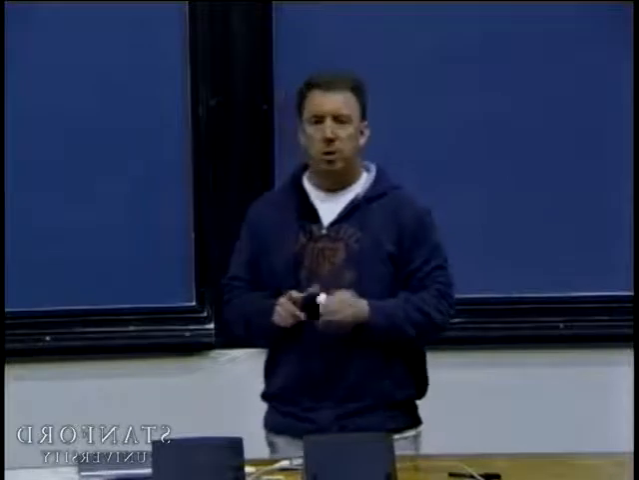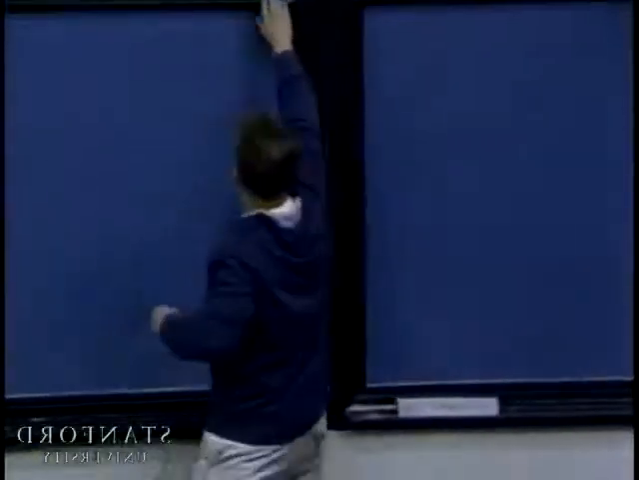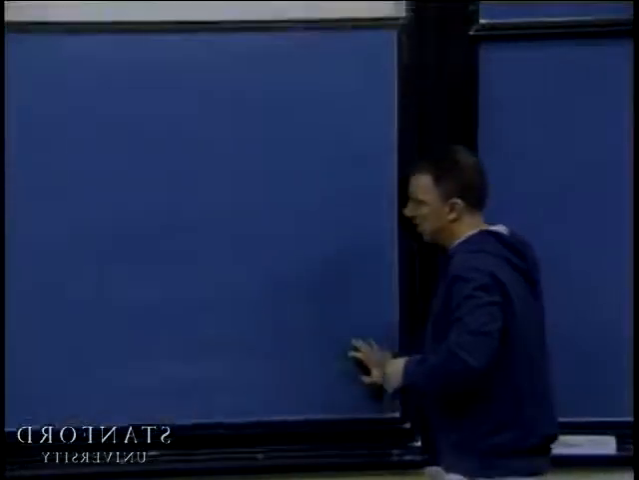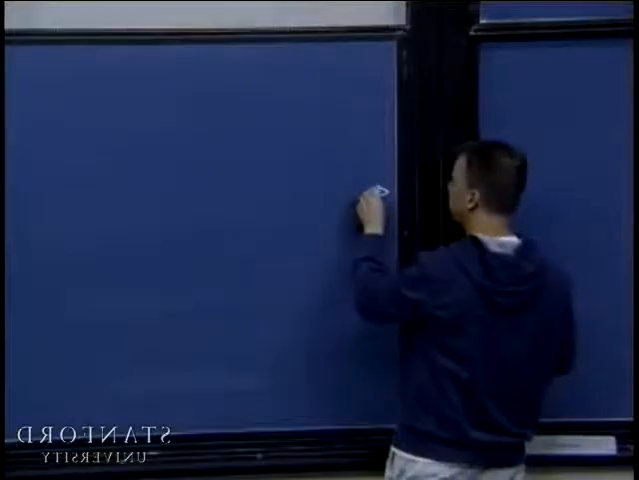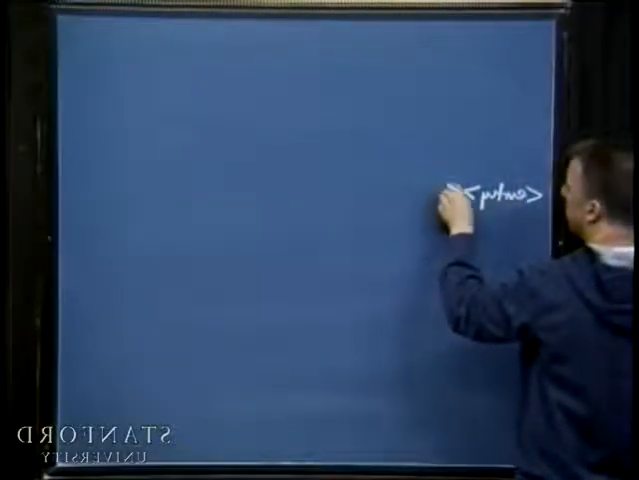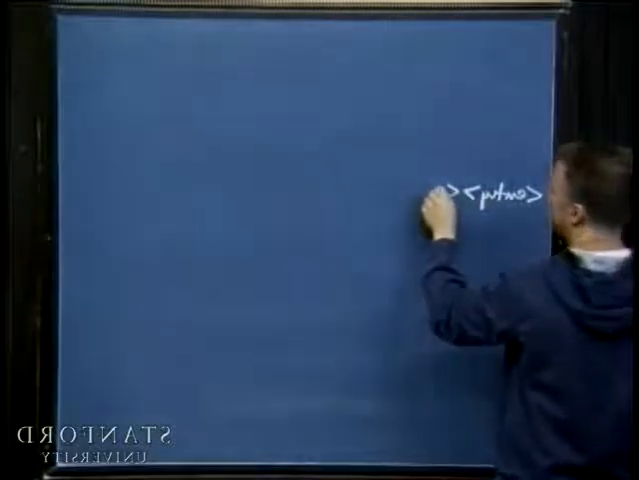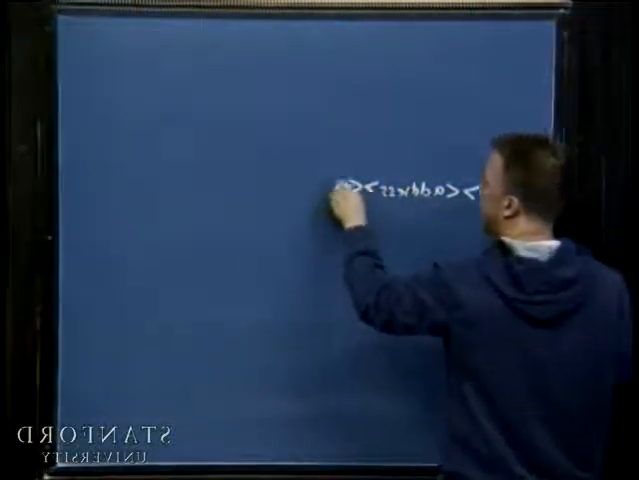Okay, so let me just put a dummy fragment of XML up on the board. Let me write it this way. I will write it as entry, and I will say, let's say address. Let me say number.